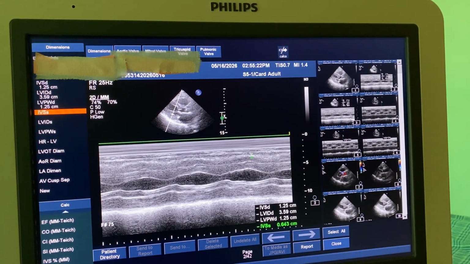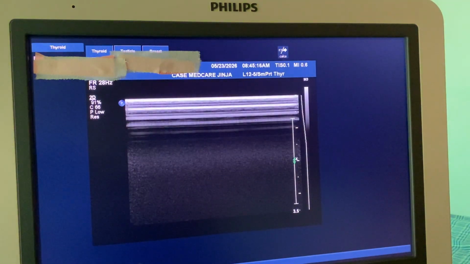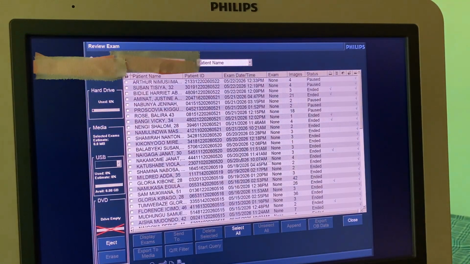Go back to... okay, Namukasa, can you edit it? Namukasa.